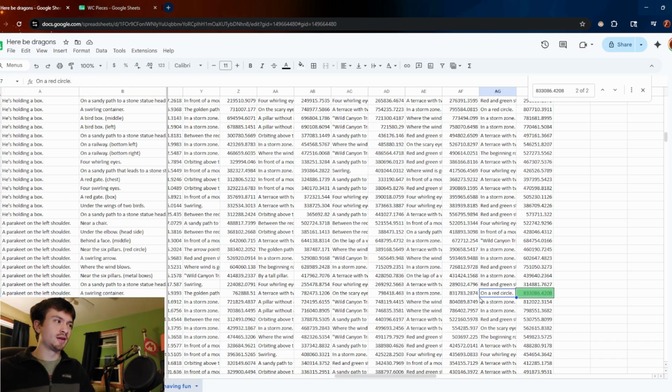I would have thought it would be something really far on the head side, you know what I mean? Red circle just seems like it's in the middle between these two pieces. So I'm like, what's going on here?